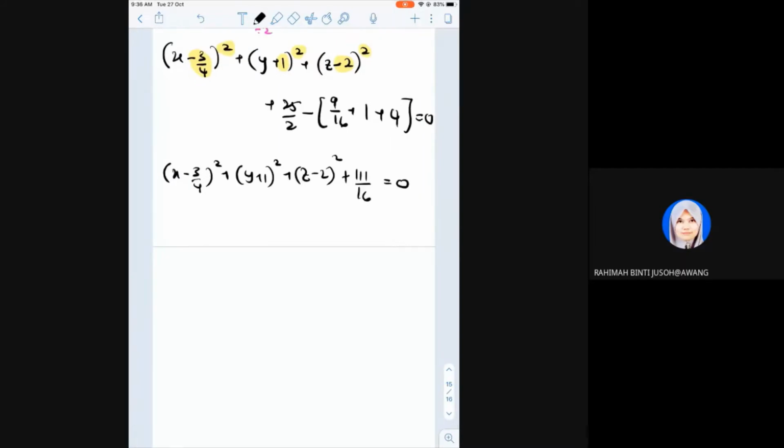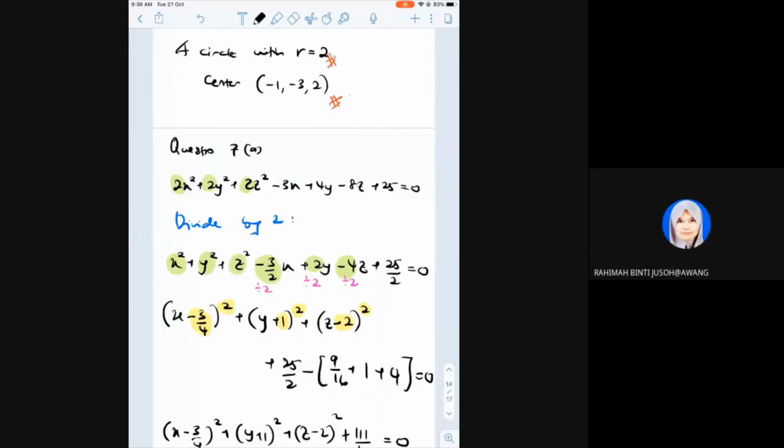Okay, but now this question is a bit tricky. We have x minus 3 over 4 squared plus y plus 1 squared plus z minus 2 squared equals to negative 111 over 16. Is it a circle? No conclusion. That's good. No conclusion, right? Because the right side is below zero. Yes, negative.